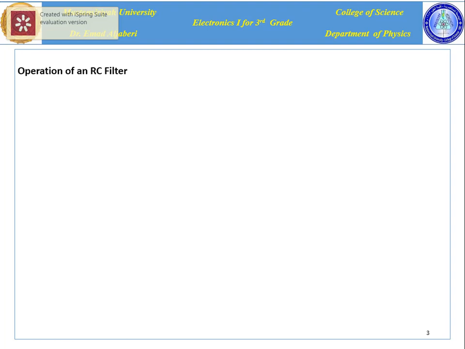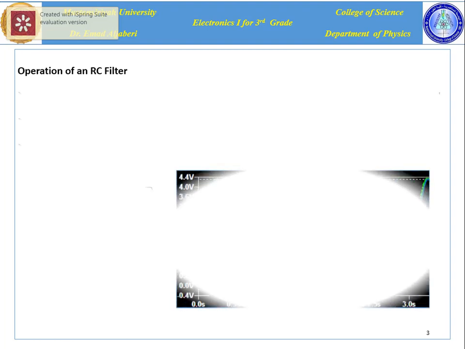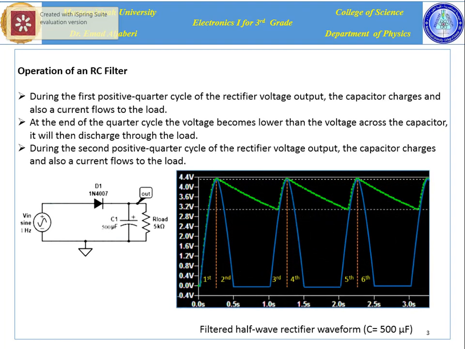Now we study the operation of an RC filter. Please look at these two figures. In the electronic circuit, the load is 5 kilo ohm and the capacitance is 500 microfarad. The input and the output waveforms are shown in the right hand figure. The blue one is the input and the green one is the output. The output of the rectifier with a peak of 4.4 volt is applied to the filter.